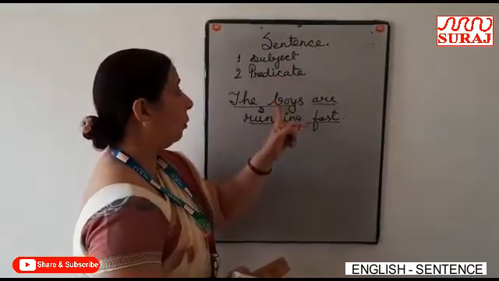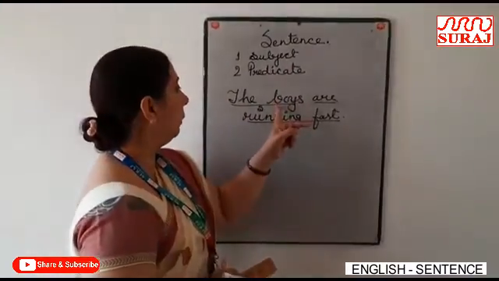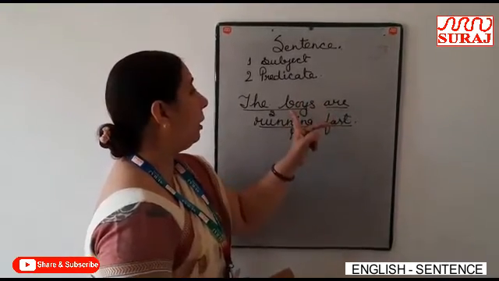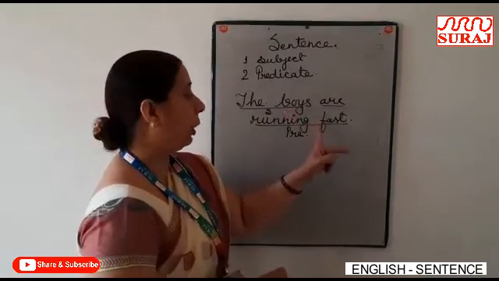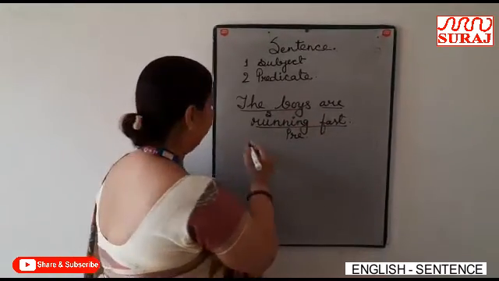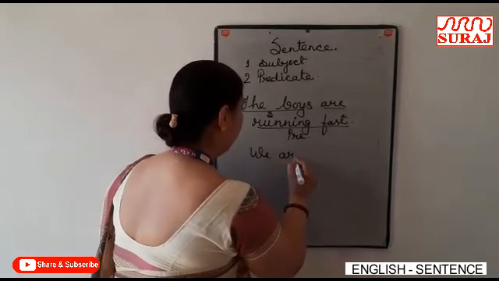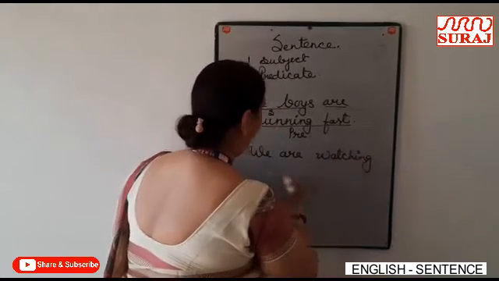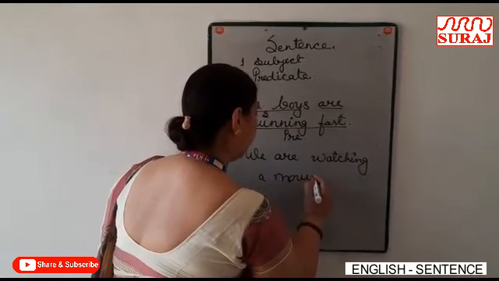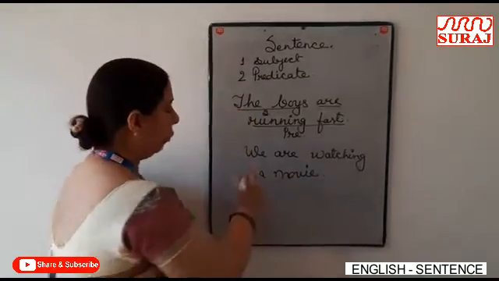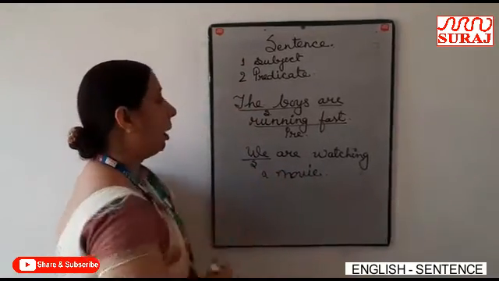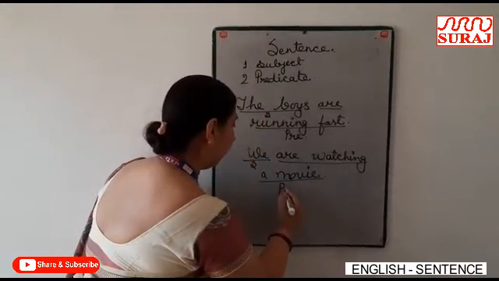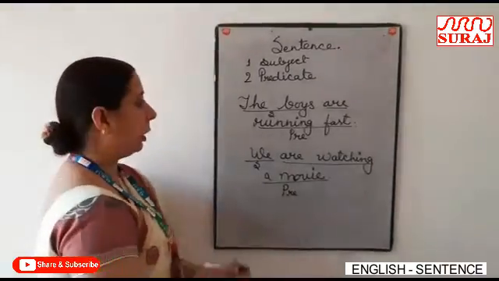Subject tells us about the noun or the pronoun. And the predicate tells us what the noun or pronoun is or are doing. Another example. We are watching a movie. For whom are we talking about? We. This one is subject. Are watching a movie. This one is predicate.